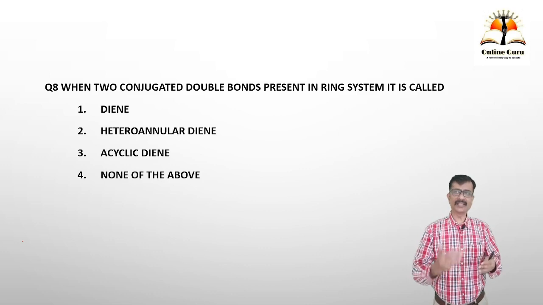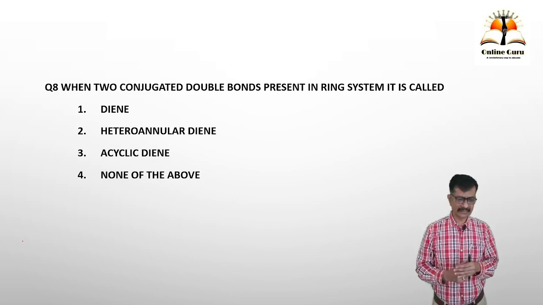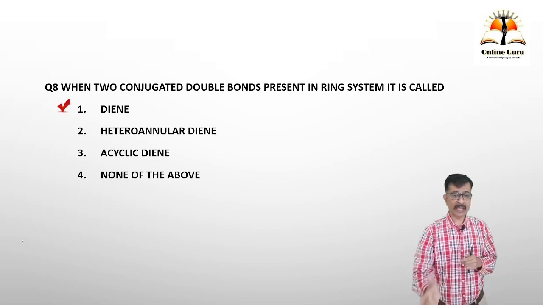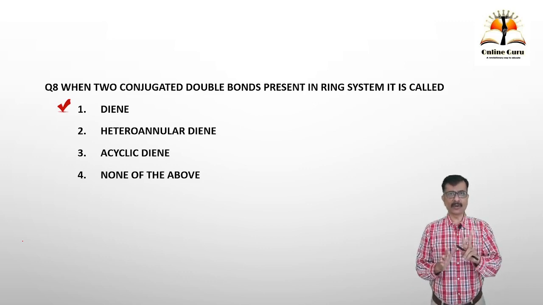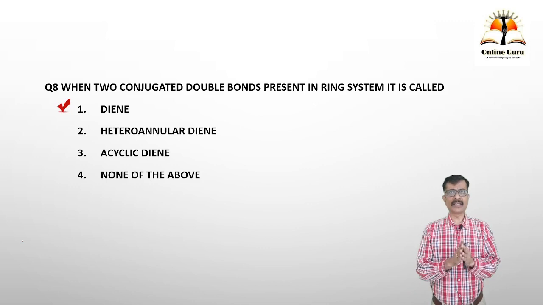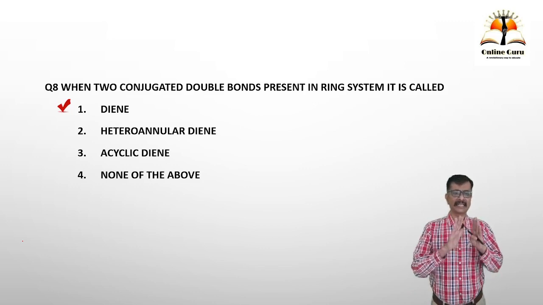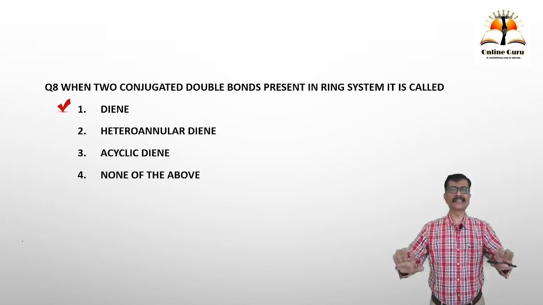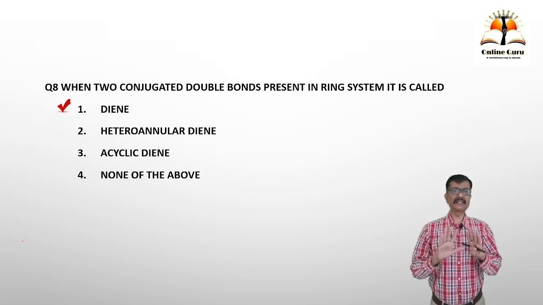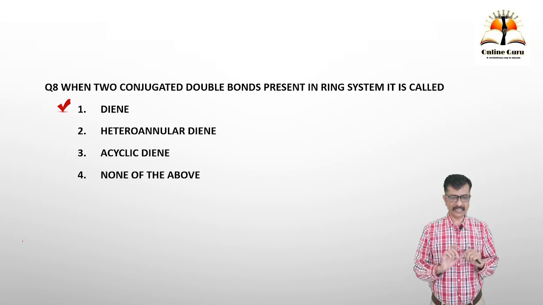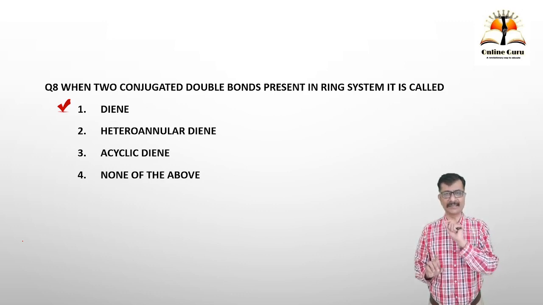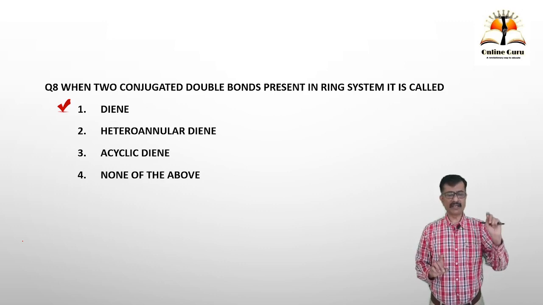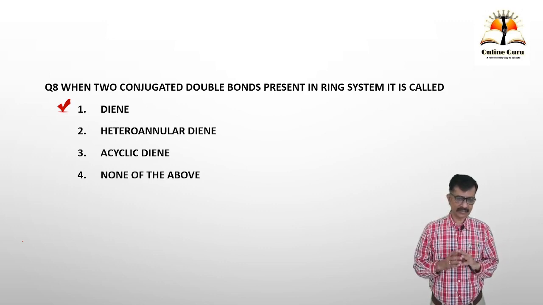But how are the others wrong? If you look at this, why not heteroannular diene? Heteroannular diene means two double bonds which are in conjugation and exist in two different ring systems, then it is a heteroannular conjugated diene. But this is not the case here. The statement says when two conjugated double bonds are present in the ring system. So the heteroannular diene option is ruled out.